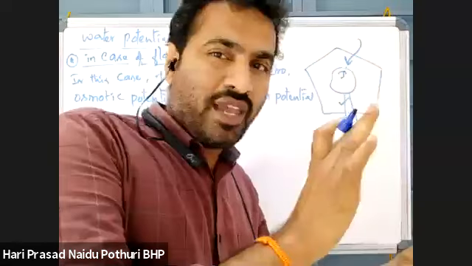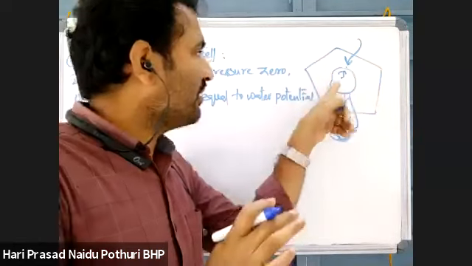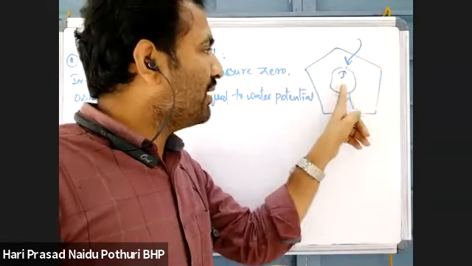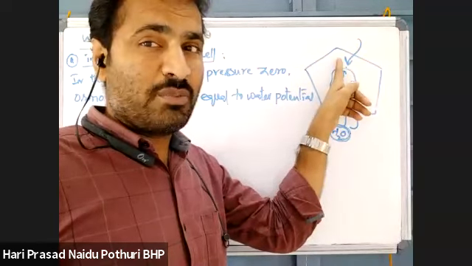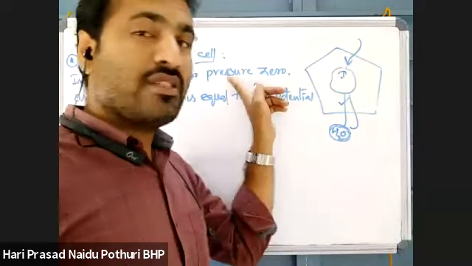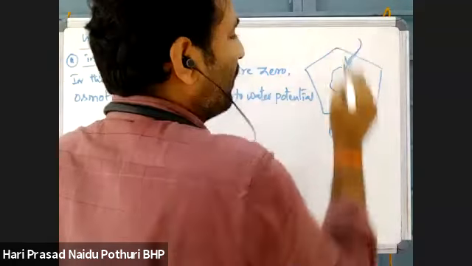Water is going this way. But something is pumping back this one. Water is moving inside, but this force is opposite to that water movement. That is what we call turgor pressure. But here turgor pressure is zero. As turgor pressure is zero, water can freely move.